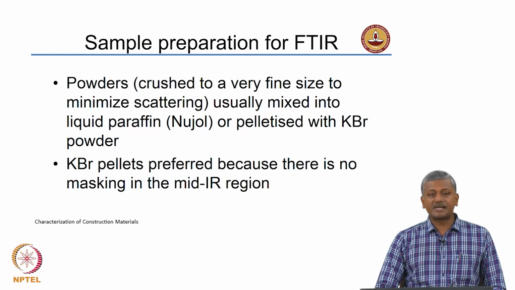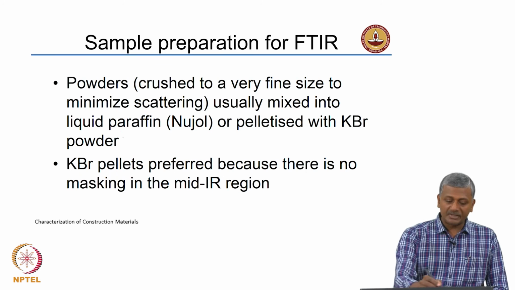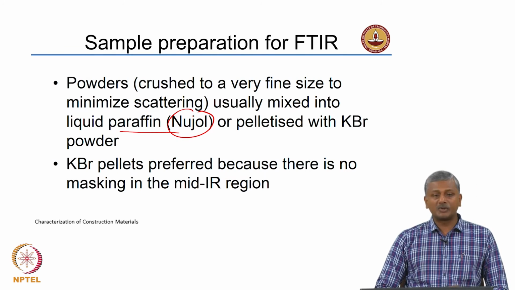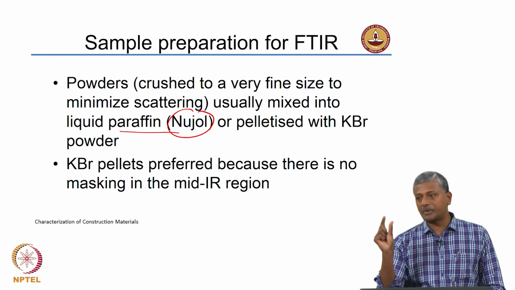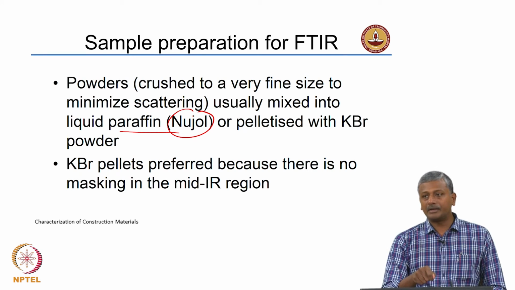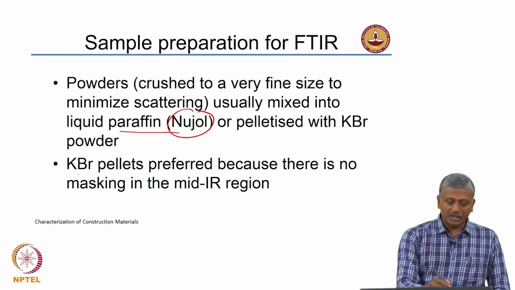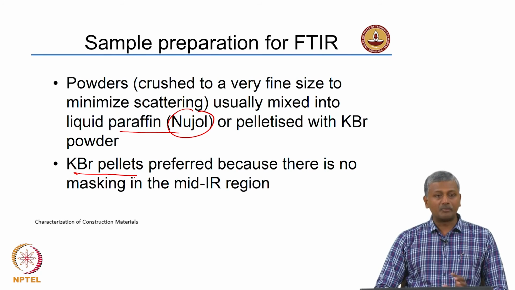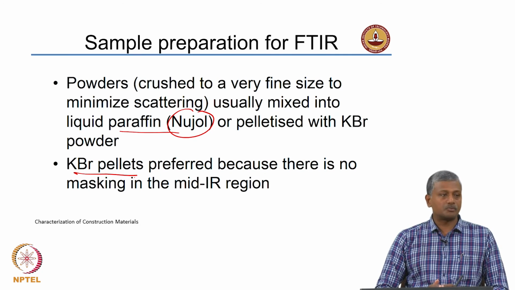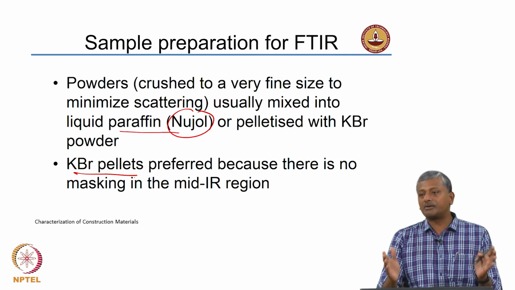Now, typical sample preparation, as I said, where powders are crushed to a very fine size to minimize the scattering, right, usually is mixed into liquid paraffin, which is otherwise known as Nujol, or pelletized with potassium bromide. So, you create these pellets which are almost like small biscuits, right, and this is put into your instrument to do the FTIR transmission analysis. So, potassium bromide pellets are preferred because there is no masking in the mid infrared region. There is no interference by the presence of potassium bromide in this mid infrared region that you are trying to analyze in the system.